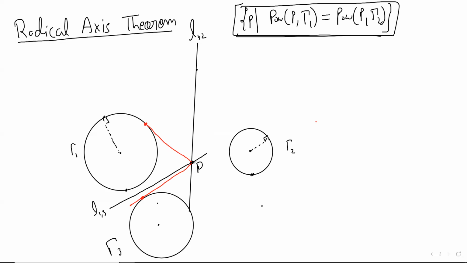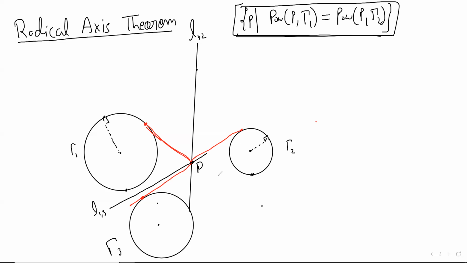Why? Because the point P is on L1,3, so the power of point P with respect to gamma 1 and gamma 3 are equal. So the lengths of the tangents: obviously, if you draw a tangent from here to gamma 1, that always has the same length. But gamma 3 also has the same length, courtesy of P being on L1,3. Now you do the same thing, because P is also on L1,2. And so this tangent length will also be equal to this length.